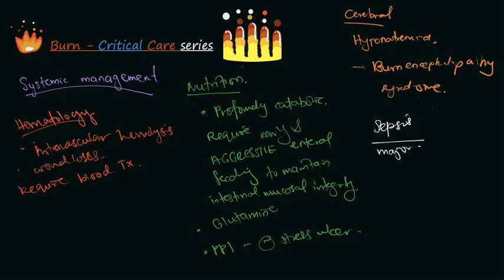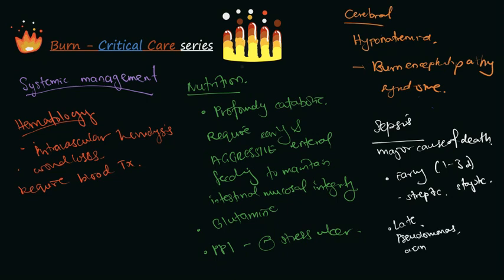Next is sepsis, which is a major cause of death. The early phase can be contributed by Streptococcus and Staphylococcus. Late phase can be due to Pseudomonas, Acinetobacter and fungi. Avoid giving prophylactic antibiotics, which is not recommended. Instead, take regular cultures if necessary and treat accordingly.